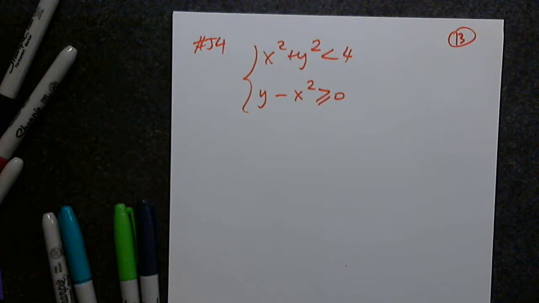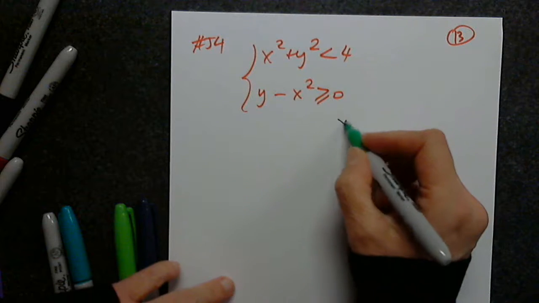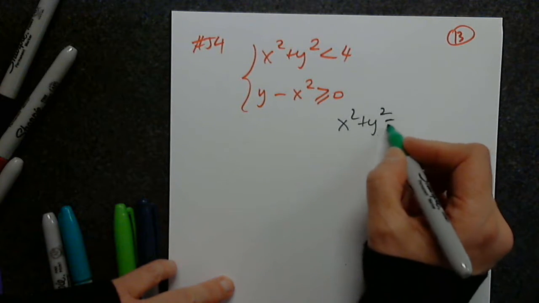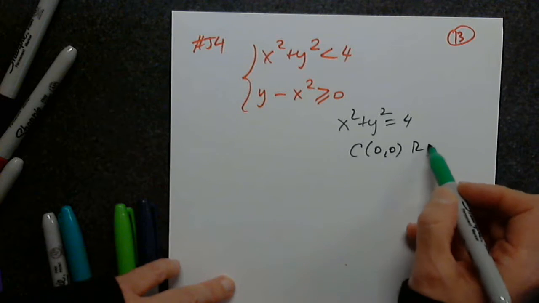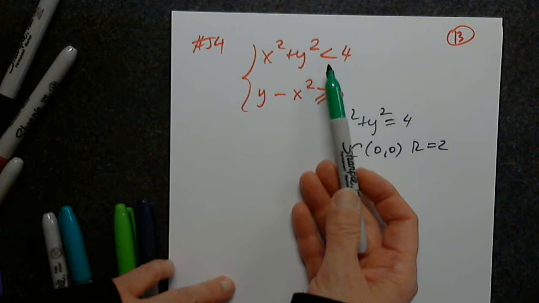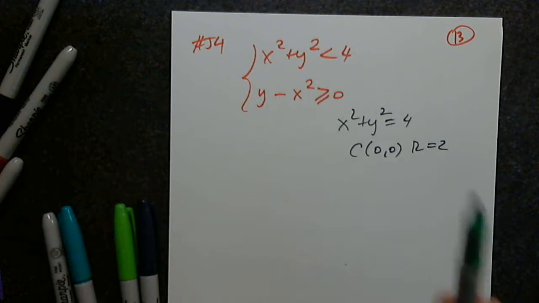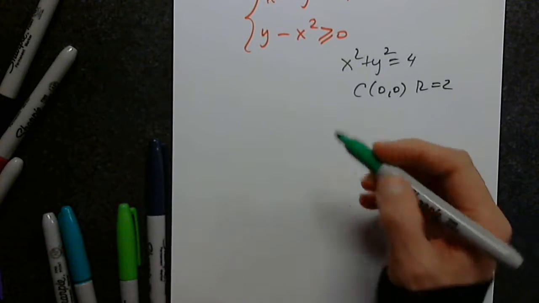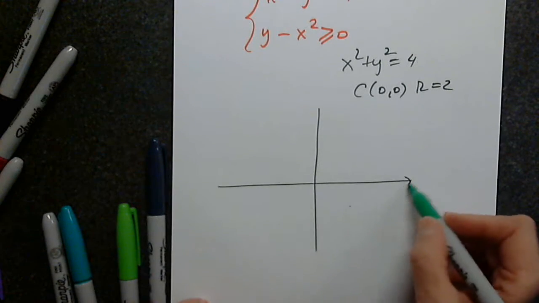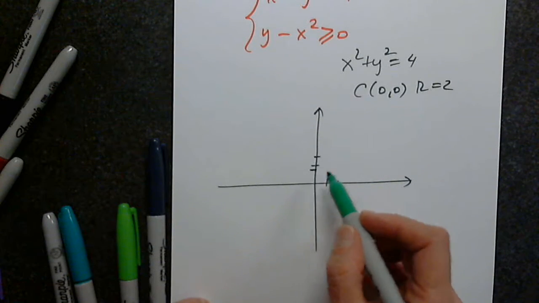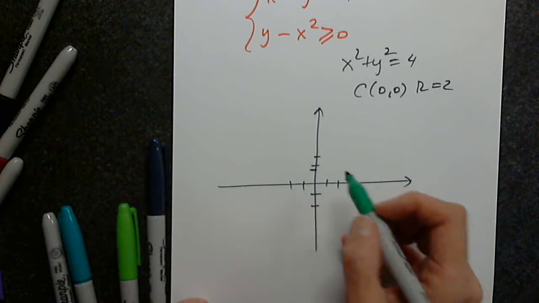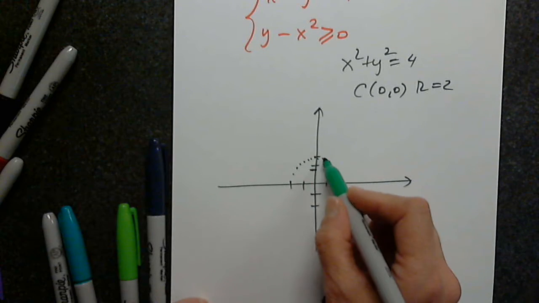Okay. So first, the first one, we have no secrets there. We know that it's 4. So then the center is 0, 0, and the radius is 2. And it's not a solid curve. We agree so far. So let's graph it. 2, 2, 2, and 2. Not a solid curve.